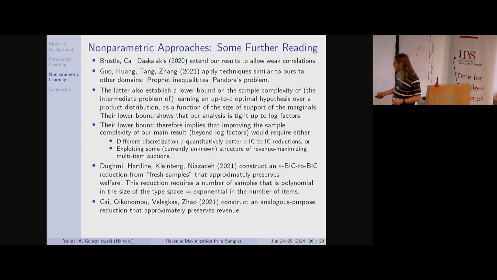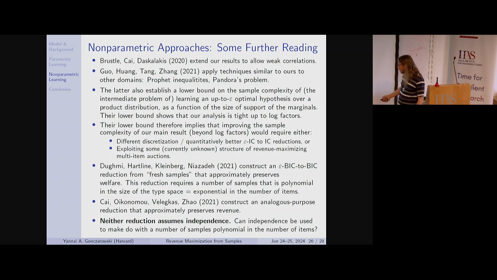Either of these requires a number of samples that's polynomial in the size of the type space, which means exponential in the number of items. The size of the type space here is (h over epsilon) to the n, for example, if you discretize the type, so h over epsilon. So it's polynomial in the size of the type space. At the same time, neither of these assumes independence. So they should somehow be exponential in the number of items.